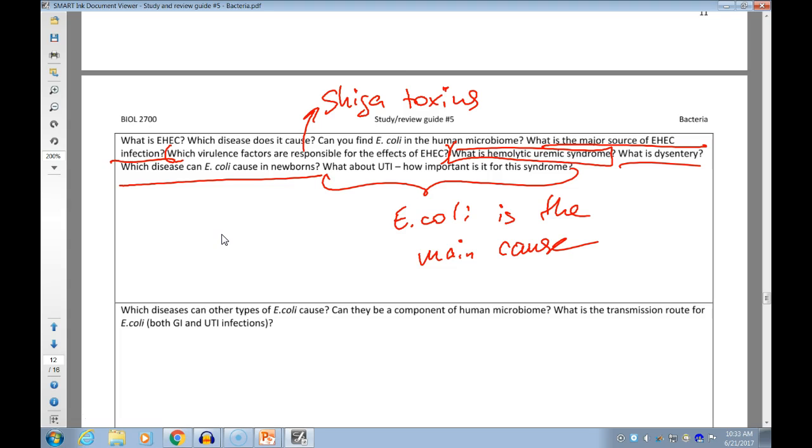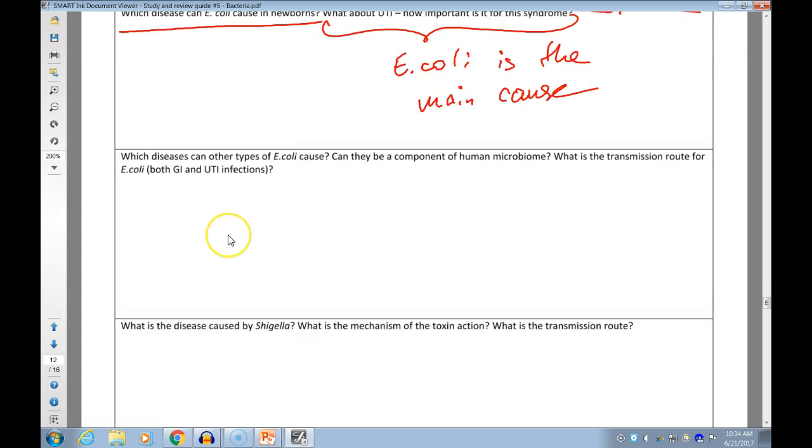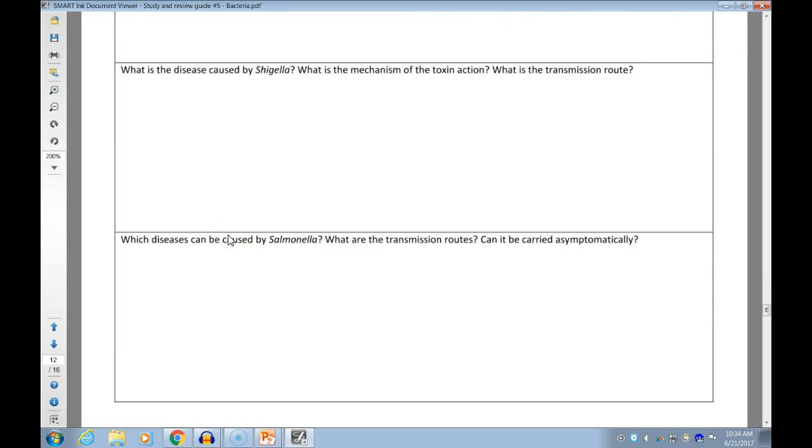For GI syndromes, transmission route is fecal oral. For urinary tract infections, it is a contact transmission in nosocomial settings. People touch fomites, then touch their private parts. There you go. Does that make sense? Shigella, Shigellosis. Mechanism of the toxin action. It kills cells. It inhibits protein synthesis and kills cells. Does that make sense? That's all you have to know about the toxin.